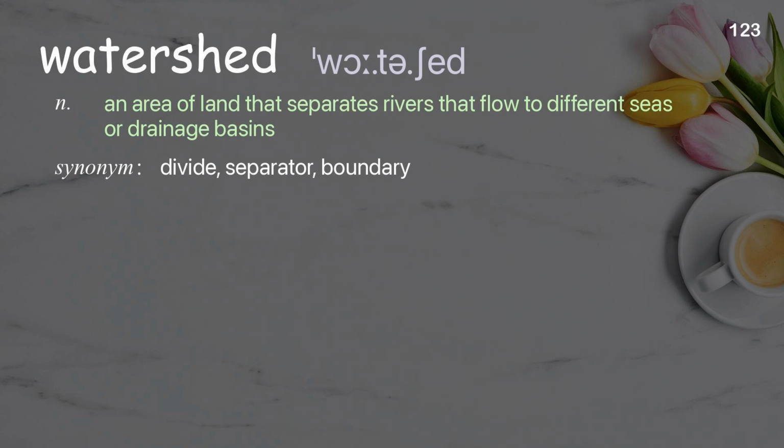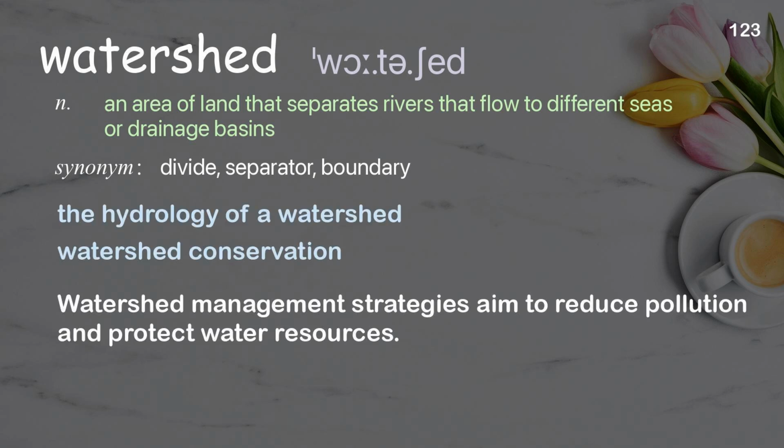Watershed. An area of land that separates rivers that flow to different seas or drainage basins. Examples: the hydrology of a watershed. Watershed conservation. Watershed management strategies aim to reduce pollution and protect water resources.